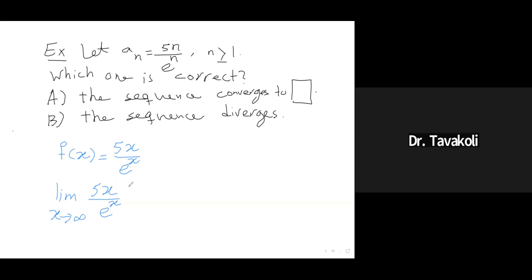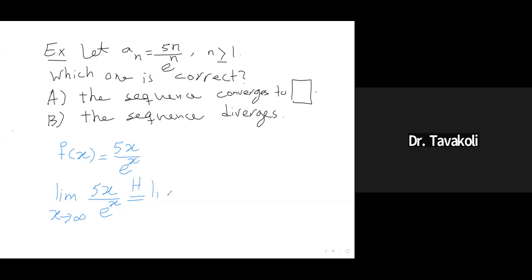Which rule should we use for this limit? As x tends to infinity, 5 times infinity is infinity, but at the same time, in the denominator, e to the power of infinity is infinity. So we have the situation of infinity over infinity. Which rule should we use? As you know from Calc 1, we use L'Hopital's rule. Let me put an H here, indicating that we are using L'Hopital's rule.